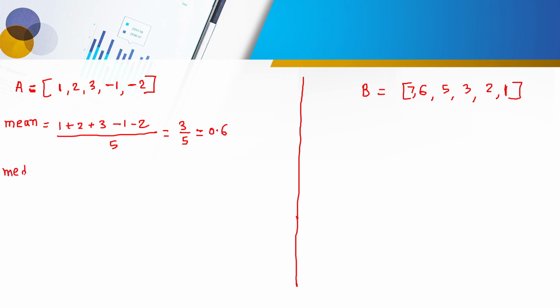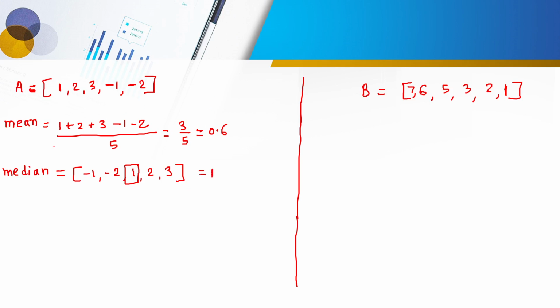What happens in median? What are we doing in median? In median you arrange the elements either in ascending or descending order. Most of the time we arrange it in ascending order. So if you arrange in ascending order, the order will be -2, -1, 1, 2 and 3. And we have to select the middle value. Total number of elements is 5. So what is your middle value? The middle value is 1. So my median value is 1.